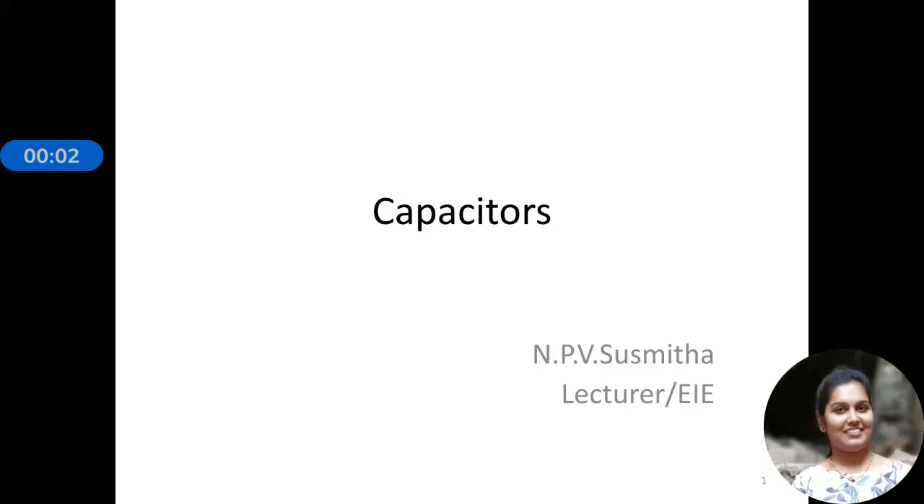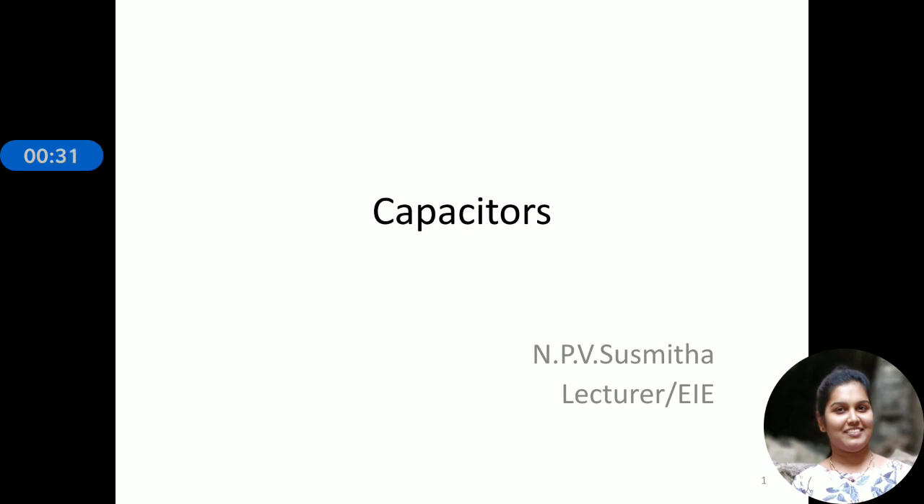Hello everybody. So in the last classes we have started discussing the topic capacitors. In the last class we discussed all varieties of capacitors, and also the applications of fixed and variable capacitors. Now in today's class we'll try to discuss the points regarding capacitor connections.